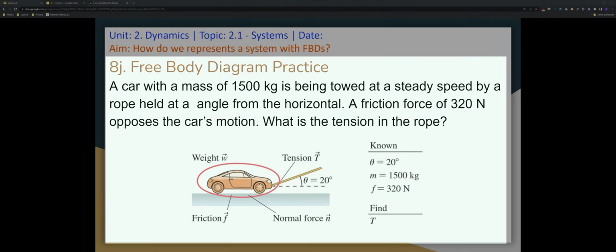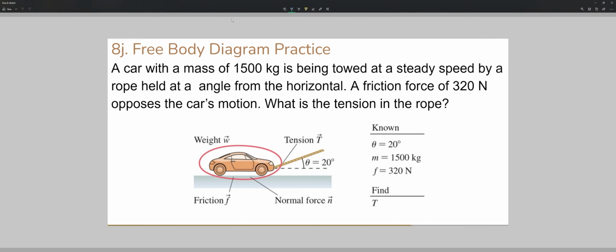Let's look at J. A car with a mass of 1,500 kilograms is being towed at a steady speed by a rope held at an angle above the horizontal. A frictional force of 320 newtons opposes the car's motion. So the car is traveling at a steady speed, which means that my net force acting in the x direction here is zero.